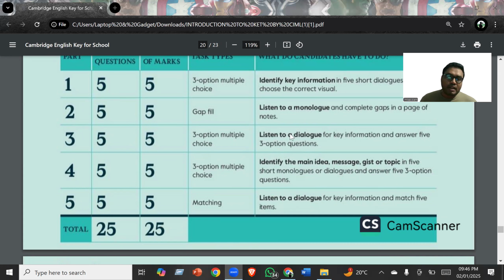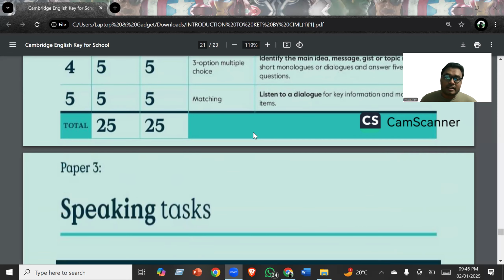There will be gap filling, multiple choice, or matching. So these types of things will be related to your listening test.